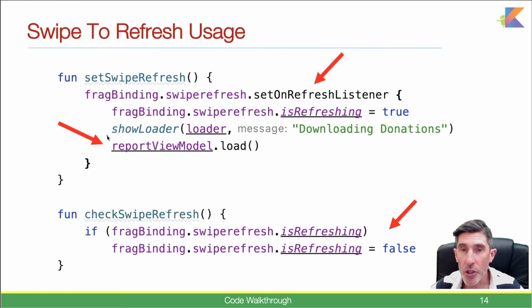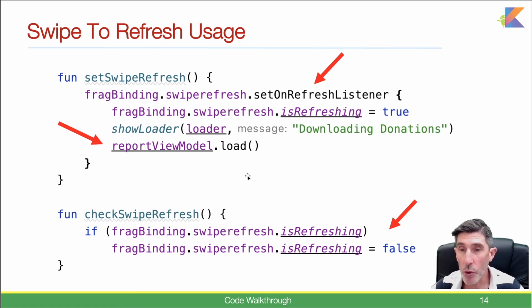The important bit for us is we just reload or load on the view model again, which will force a reload and force a new request, a new call to the server, pulling down the data, updating the list, updating the view model, which ultimately, because it's been observed, the live data ultimately updates the view itself in the recycler view.